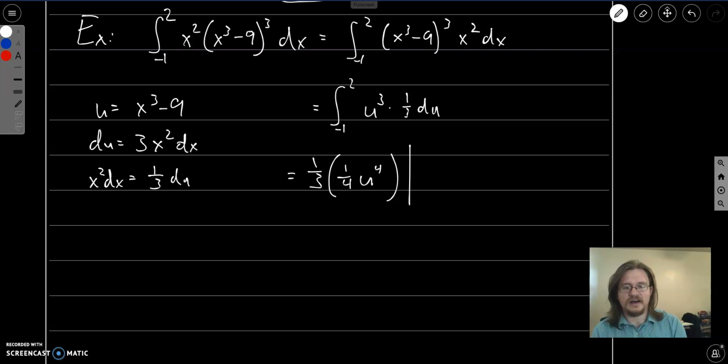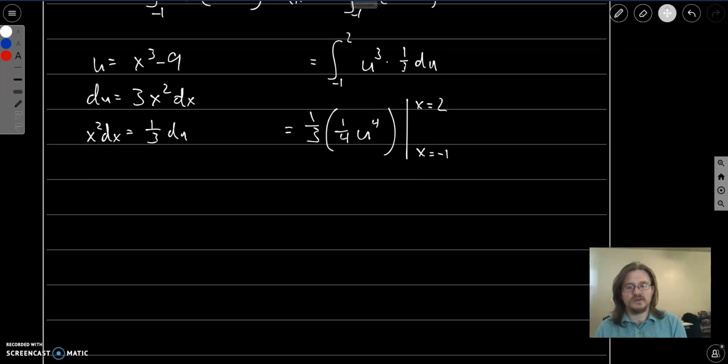And then I'll have to plug in my bounds. And my bounds were originally in terms of x. So I have to plug in x is equal to -1, and x is equal to 2. So let's plug those guys in. So 1/3 times 1/4 is 1/12. And I'll plug in 2. So this would be 2 to the 4th power minus what I get when I plug in -1.